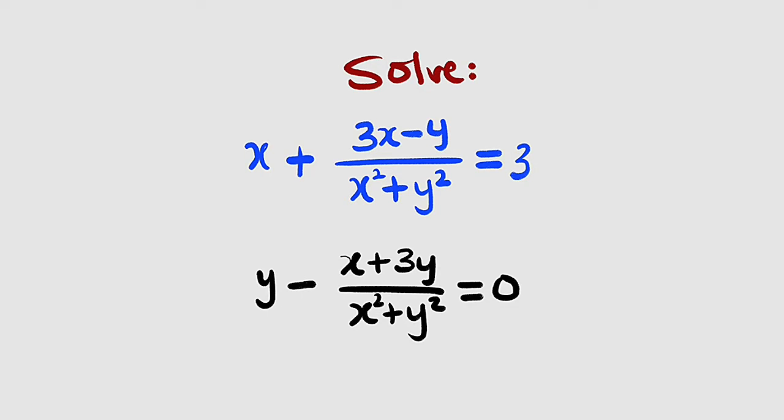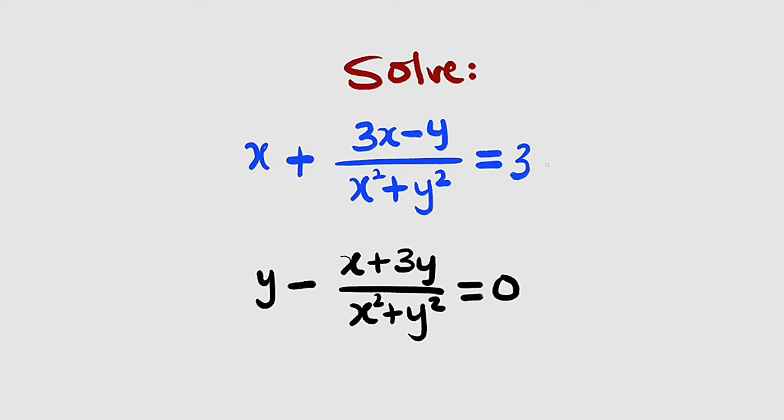Hello, good day viewers. In this tutorial, we want to find a solution to this system of equations. We're asked to solve the equations x plus (3x minus y) divided by (x squared plus y squared) equal to 3, and y minus (x plus 3y) divided by (x squared plus y squared) equal to 0. But we are only looking for the real values of x and y that can satisfy both equations.